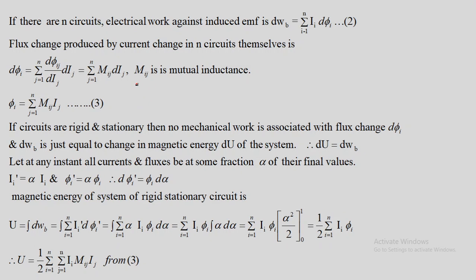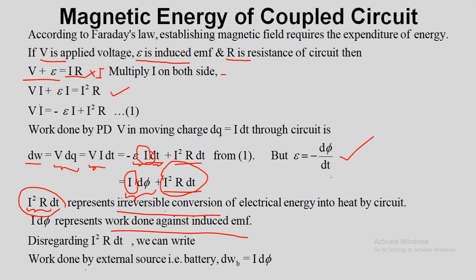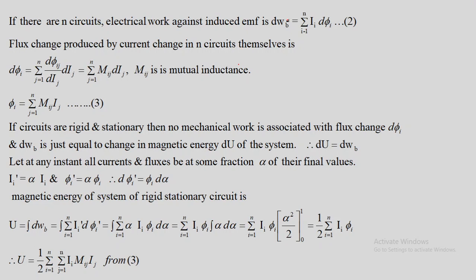Then suppose there are n circuits. As I mentioned earlier, first circuit, second circuit, third circuit are interconnected by means of the flux. So they are coupled. If there are n circuits, then from the previous equation dWb equal to I d phi, the total work done by the battery will be the sum: I1 d phi 1 plus I2 d phi 2 plus I3 d phi 3 and so on, with i equal to 1 to n.